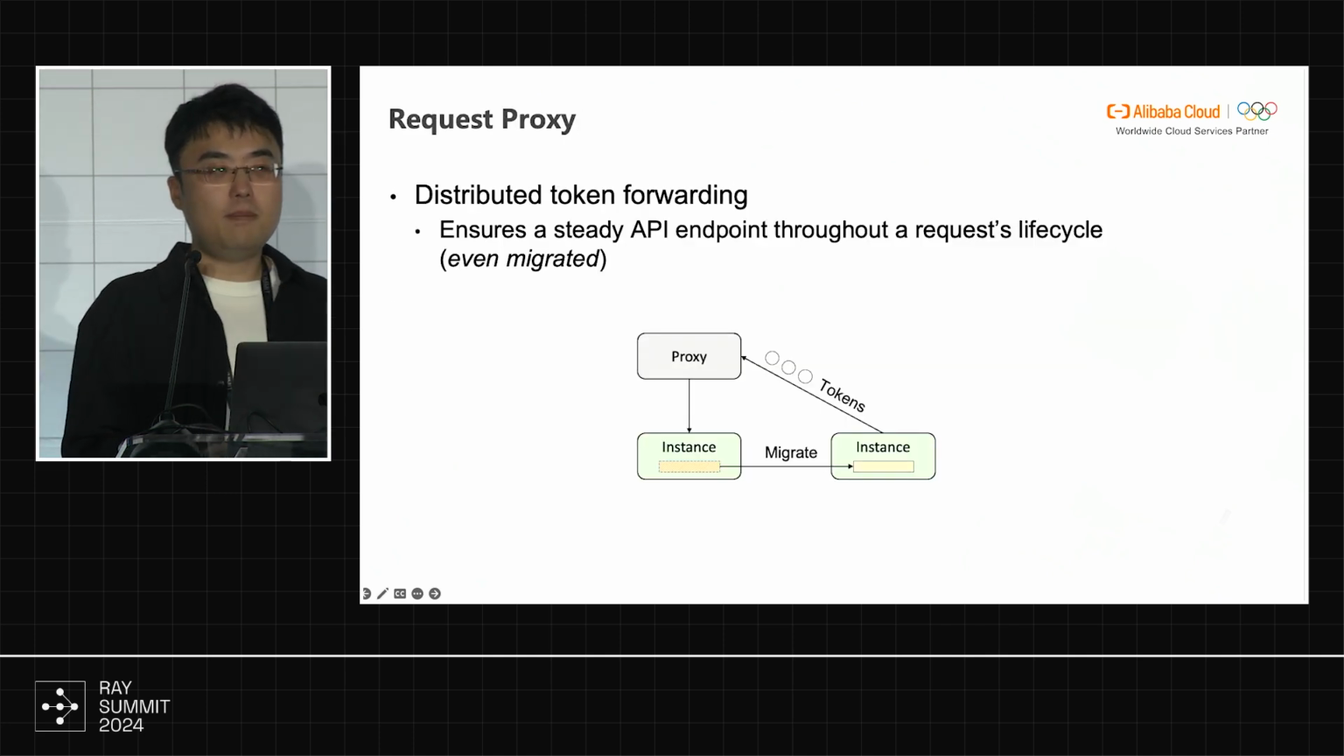Llumnix provides API endpoints via a component called the request proxy. In Llumnix, a request might execute on different instances in its life cycle, right? Because it could be migrated. But we need to ensure that even if a request is migrated, its output tokens are returned to users through the same API endpoint. So we bind each request to a proxy, no matter which instance the request is running on, and implement distributed token forwarding to send the generated tokens back to the proxy.